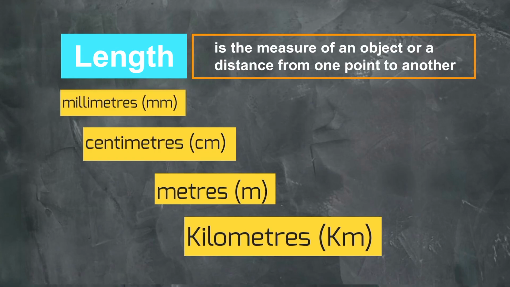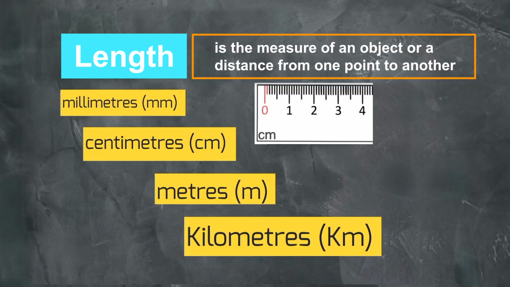If we are trying to work out the length of something, it is usually the measure of an object or a distance from one point to another. Depending on the size or the distance being measured, we will use the appropriate units of measure. As you can see here with length, we have various units of measure, going from the smallest measurement, which is millimeters, to the largest measurement in length, which is kilometres.